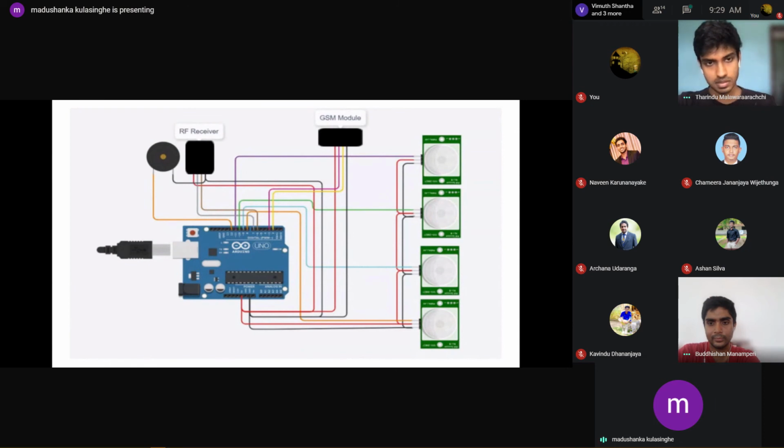The RF receiver, GSM module, and speakers are also built into the main controller. The other PIR sensors are connected only by wires. So we can use a wireless method for the PIR sensors, so they can be easily installed by any person.